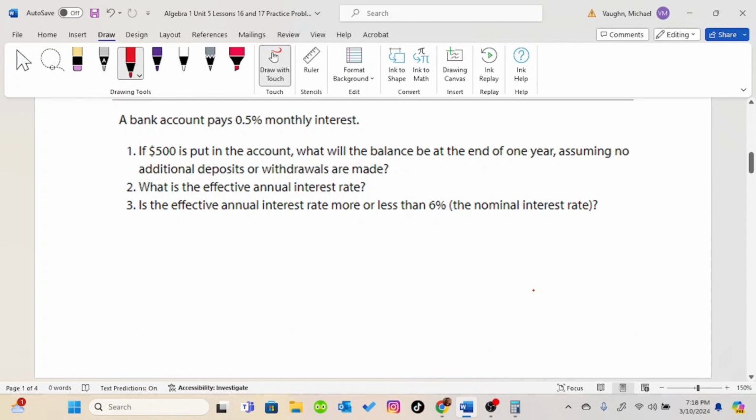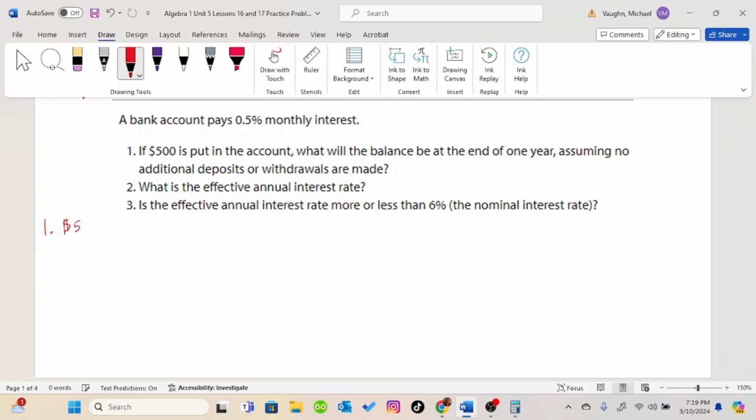A bank account pays 0.5% monthly interest. Number 1. If $500 is put in the account, what will the balance be at the end of 1 year, assuming no additional deposits or withdrawals are made? So number 1, this is an exponential function.